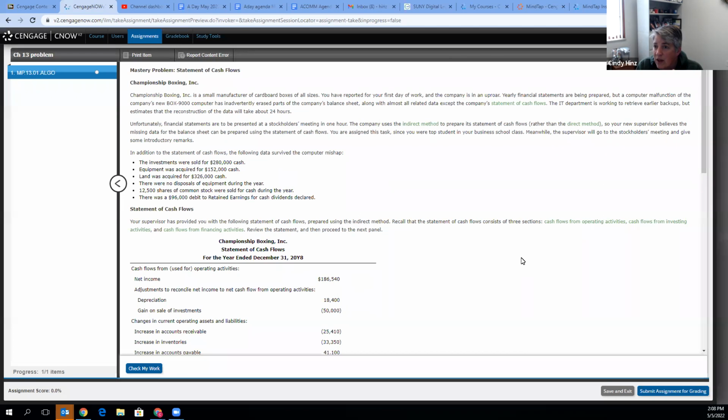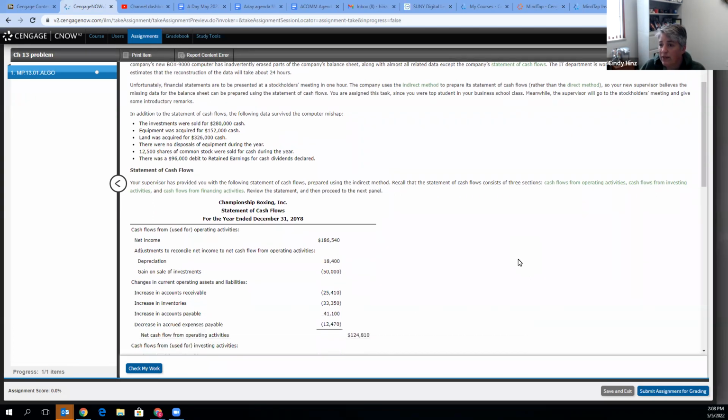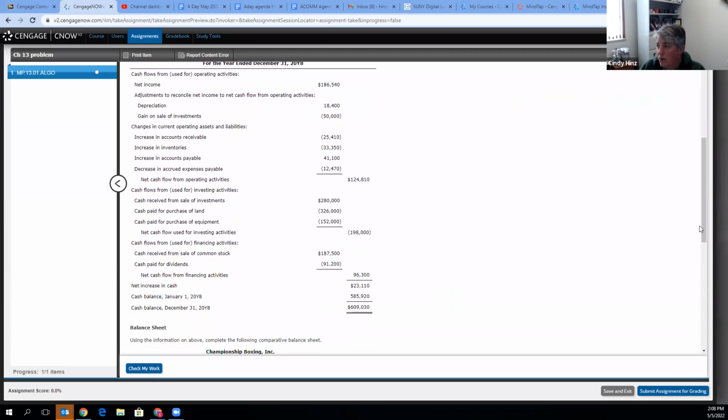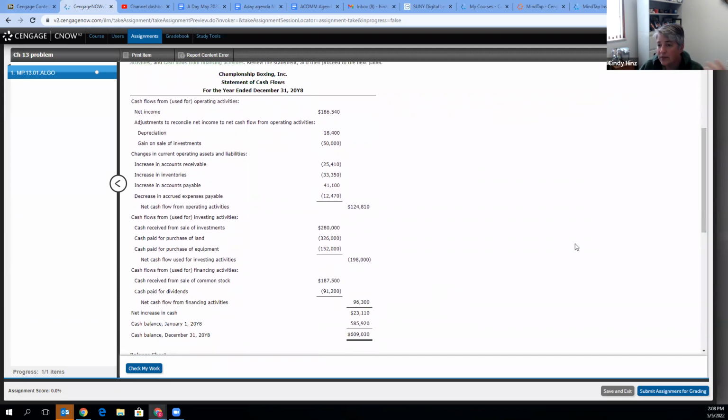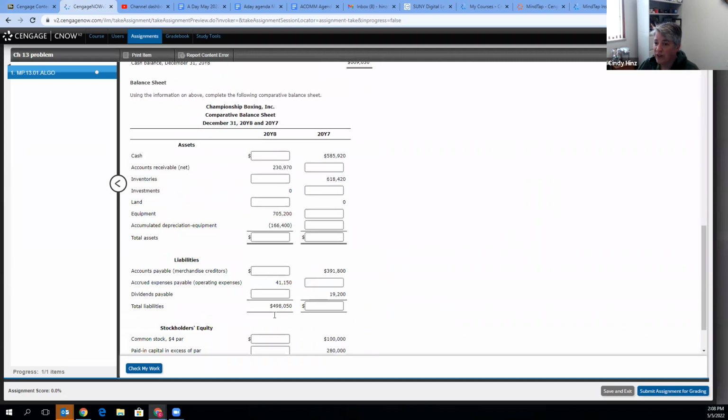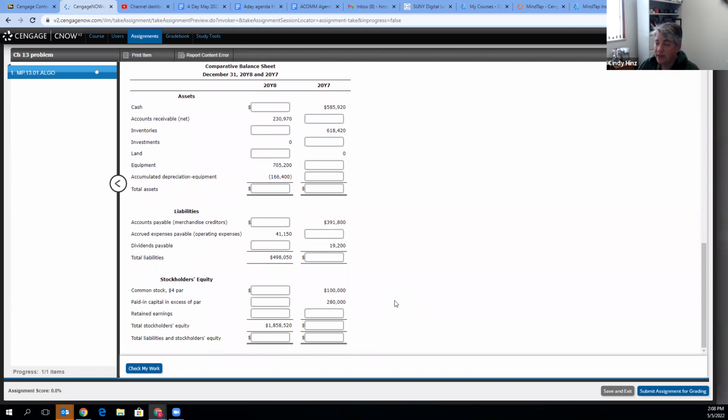So what we have is a company, Championship Boxing Incorporated, and we are given their cash flow statement. So we can see the actual cash flow statement. We're not going to be constructing that, but as we frequently do with these mastery problems, we're going to be working backward. We have the cash flow statement, and from that, we're asked to fill in the information that would have appeared on their balance sheet. This is the reverse order that things would typically happen.